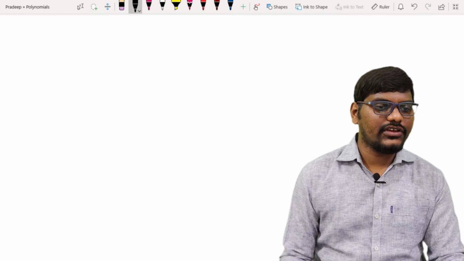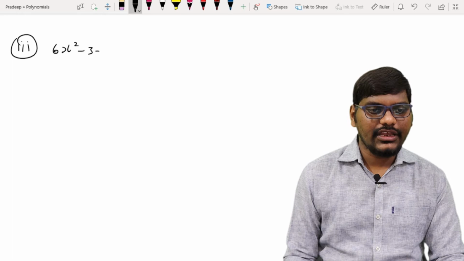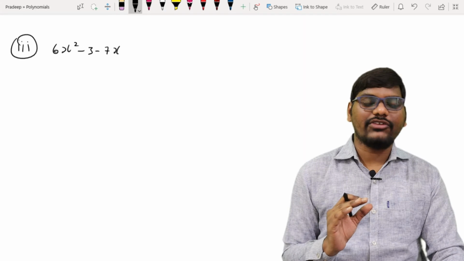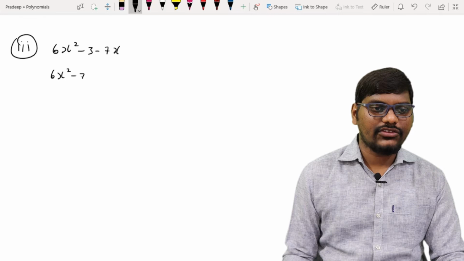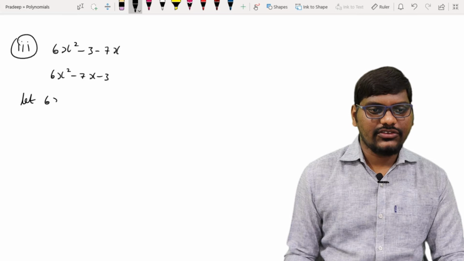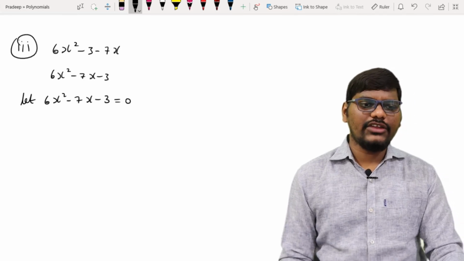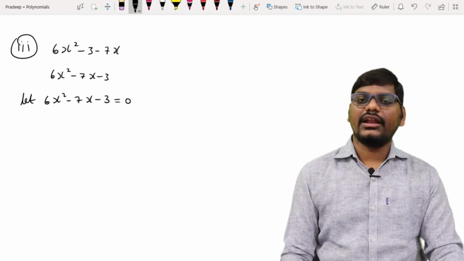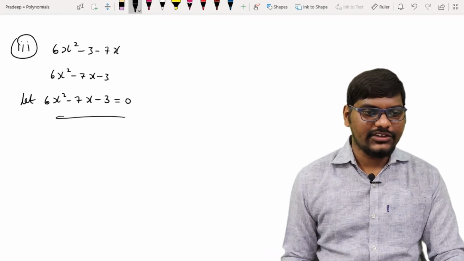So the question here is the third one, 6x square minus 3 minus 7x. So this is the given question. First we'll just arrange the question in order, then we'll solve it. So I can write here 6x square minus 7x minus 3. Okay, so let 6x square minus 7x minus 3 equal to 0. Just above I brought this minus 7x first and then wrote minus 3. It doesn't matter, either we can write a plus b or b plus a, both are the same.